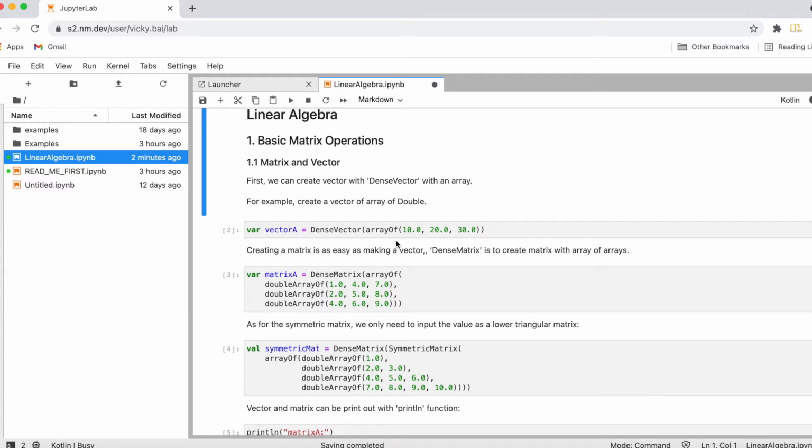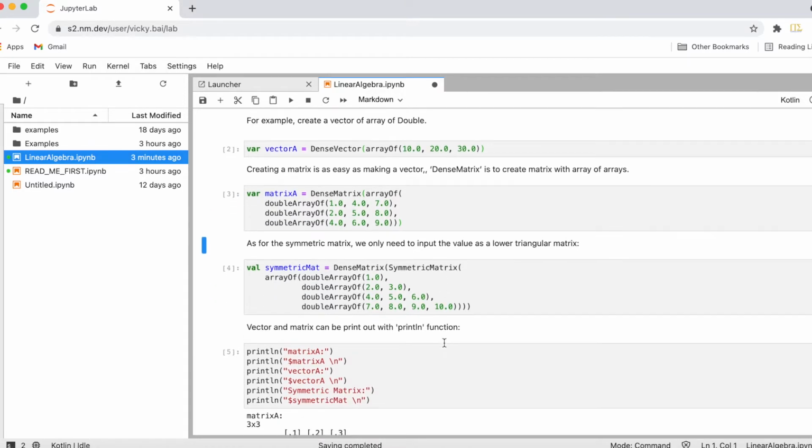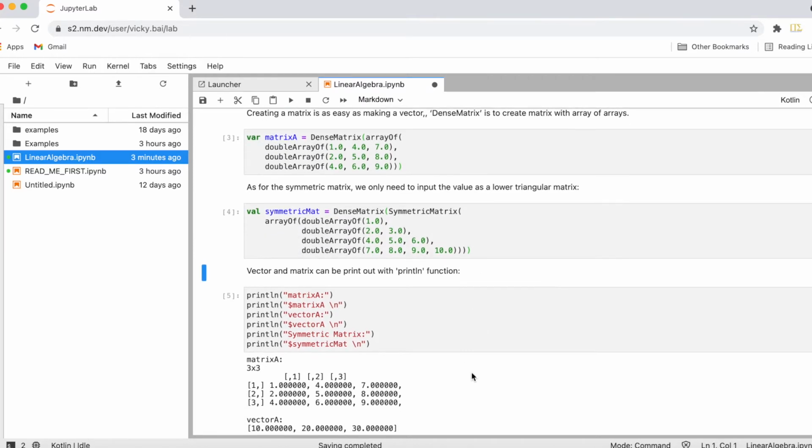Matrix and vector. First, we can create a dense vector with an array. For example, create a vector of an array of double. Creating a matrix is as easy as making a vector. Dense matrix is to create a matrix with an array of arrays. As for the symmetric matrix, we only need to input the values as a lower triangular matrix. Vector and matrix can be printed out with the println function.